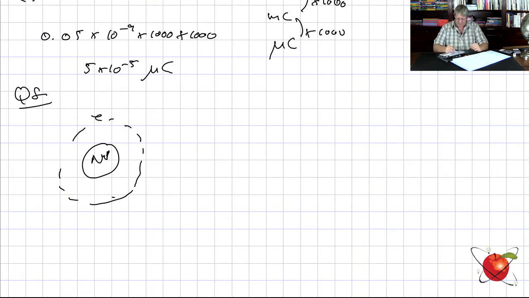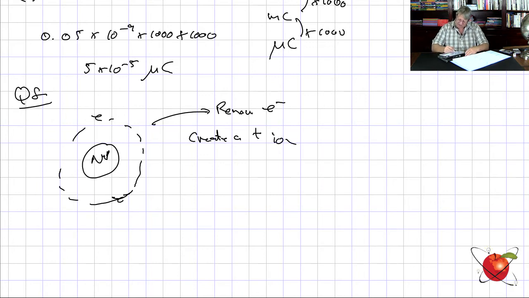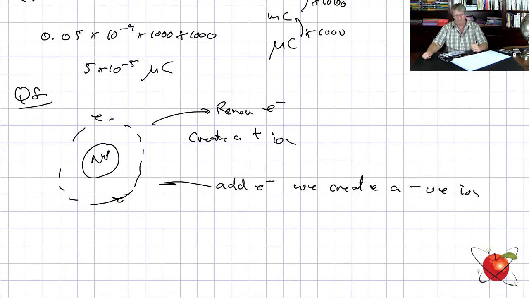Question 8. We've got electrons floating around. Now they ask, how do we form an ion? Well, we remove electrons or we add electrons. If I remove an electron, I create a positive ion, don't I? If I add electrons, we create a negative ion, because there are more negatives than positives.